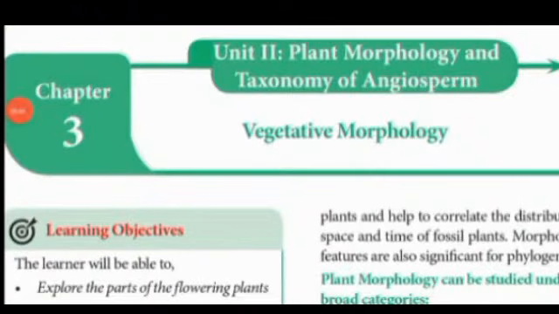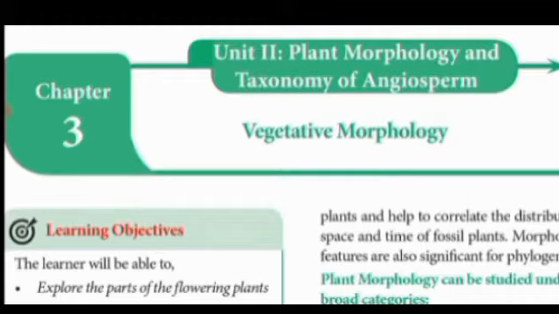Good morning students. Today's topic is plant morphology and taxonomy of angiosperms. In this lesson you are going to learn about vegetative morphology. In the last class you learned about the root system and its modification. In this class you are going to learn about the shoot system and its modification.